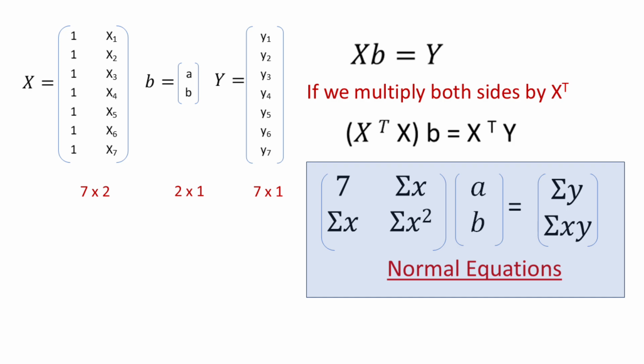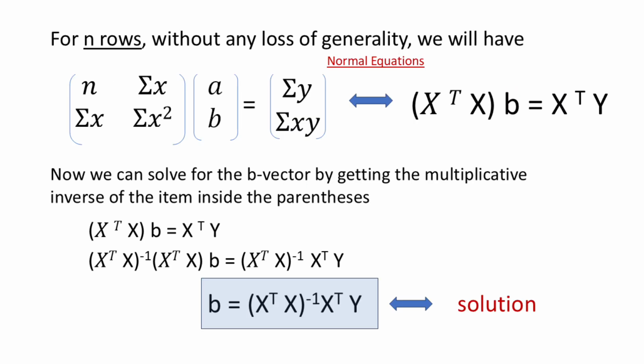Although right now, that's just the number 7 rather than n. But this is because we had 7 rows. So if we had n rows, then without any loss of generality, you're going to get this. So this is the normal equation in terms of n rows, n equations in two unknowns a and b. We will rewrite this as X transpose X times B is equal to X transpose times Y.